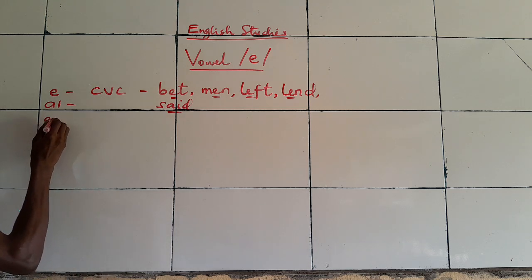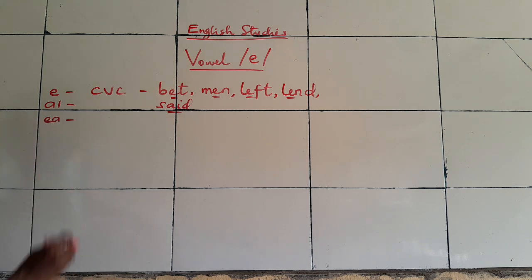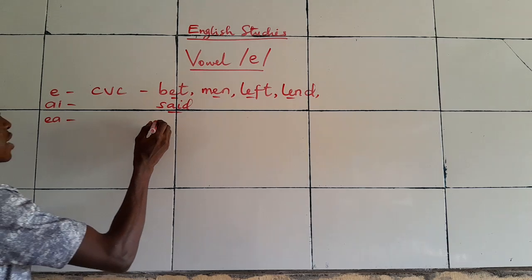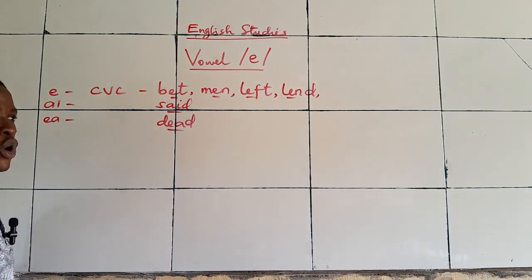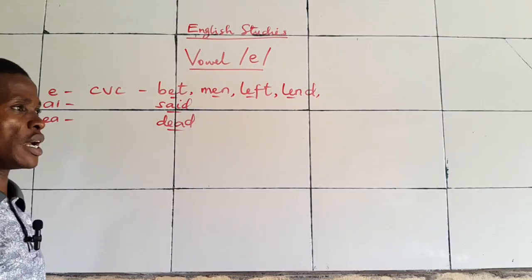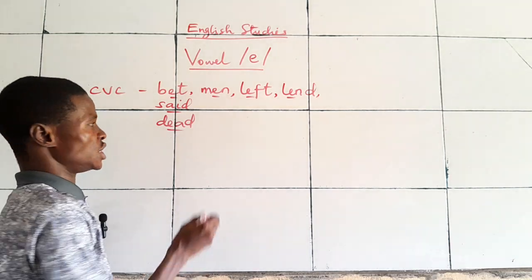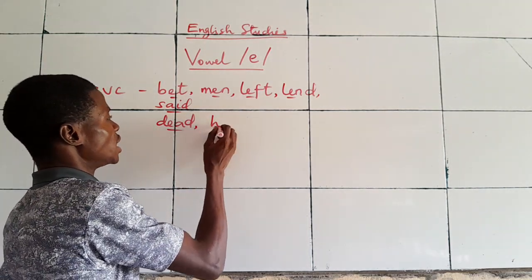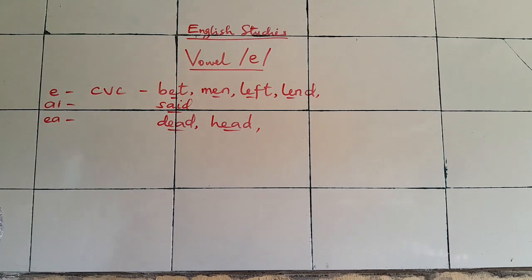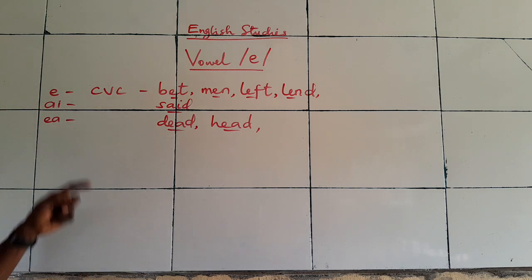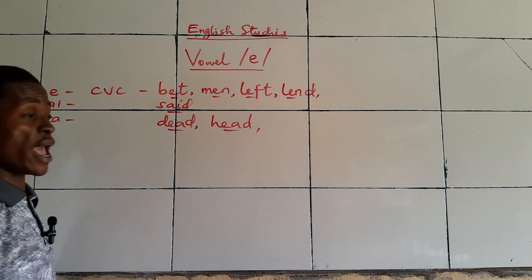Apart from that, we have other digraphs. Digraph EA. Speaking of DEAD, we call this word dead. Another one, remove the first D, change it to H, HEAD. We call it head. I believe we are together now. Now, apart from this, we also have other words that have EA.